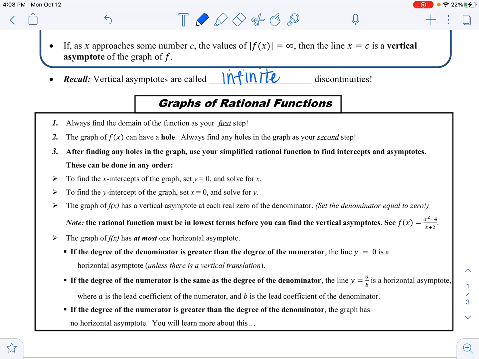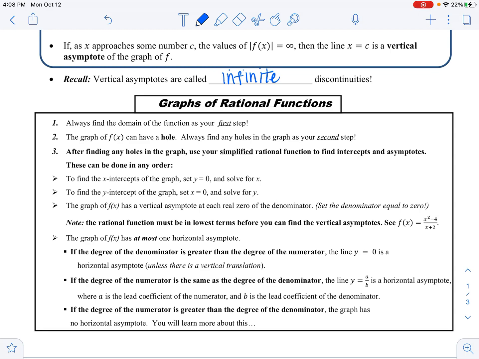There will be a hole in the graph if the numerator is factorable, the denominator is factorable, and a common factor cancels out. That means that there's a hole in the function. After finding any holes in the graph, you're going to use your simplified rational function to find the intercepts and asymptotes. It can be done in any order. Remember, to find x-intercepts, set y equal to 0 and solve for x. To find y-intercepts, set x equal to 0 and solve for y.